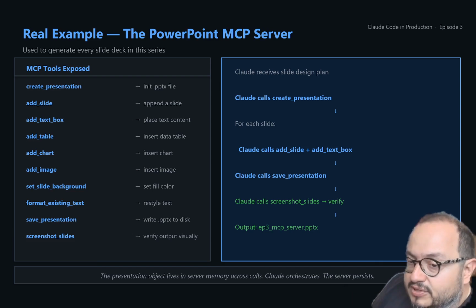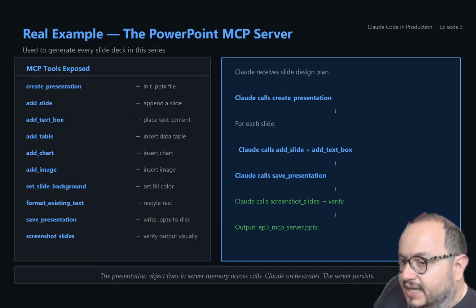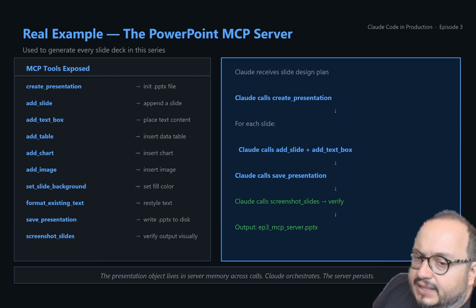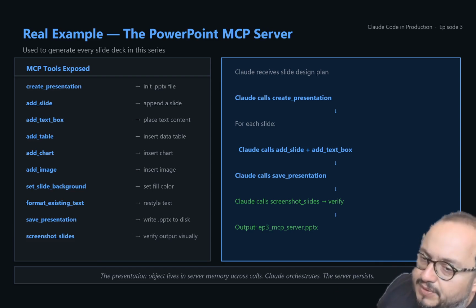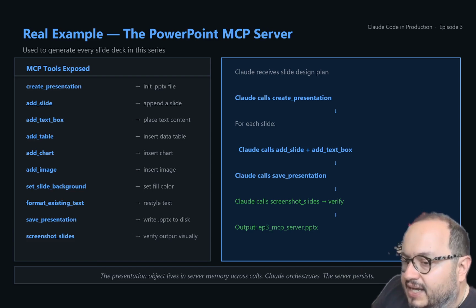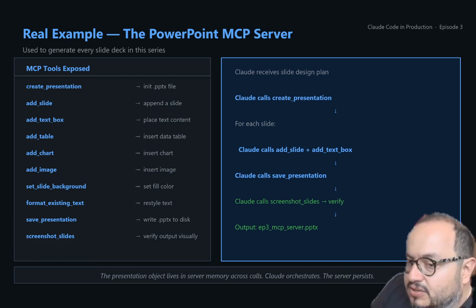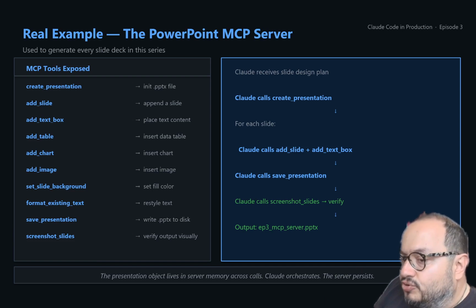The workflow looks like this. I give Claude a slide design plan, which I wrote earlier in the session. And Claude calls the MCP tools in sequence. It calls create presentation to initialize the file, then it calls add slide, add text box, and add image for each slide, then save presentation to write the PPTX file. Then screenshot slides to verify the output looks correct and iterate.